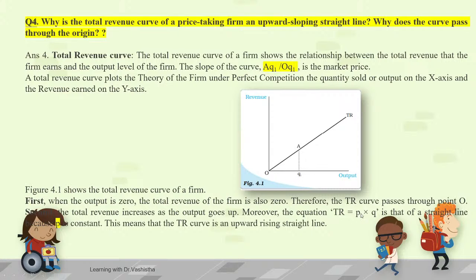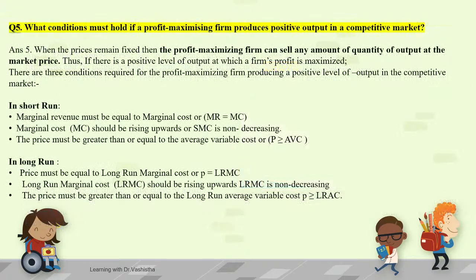So here in this equation, P is constant but Q is increasing. So TR will follow this and go upward as the output increases. This means that the TR curve will be an upward rising straight line. So this is how the question is done here. We'll pick up the next question.